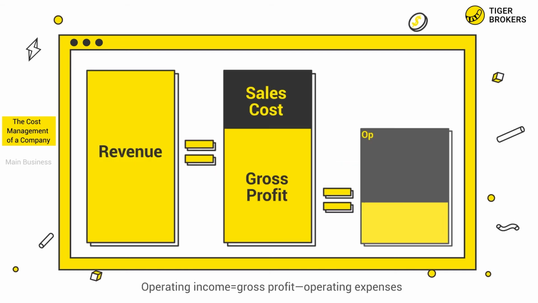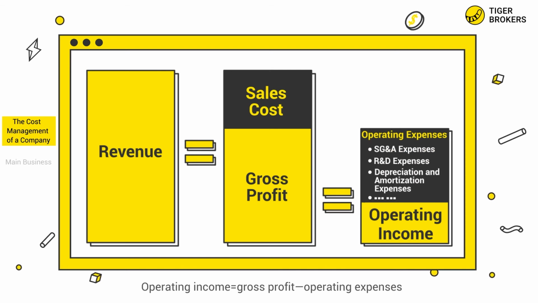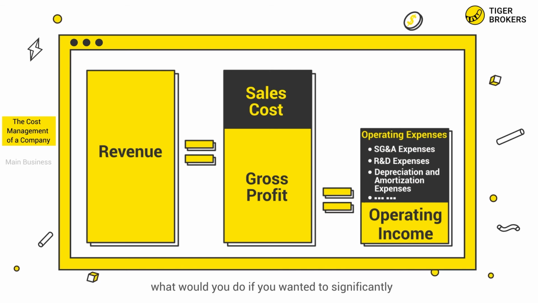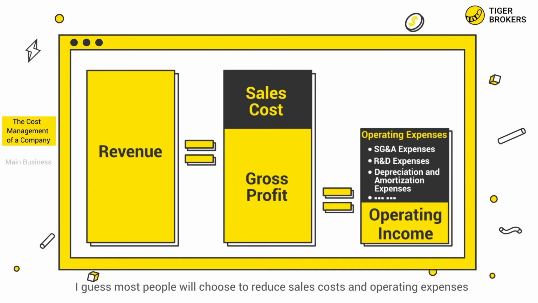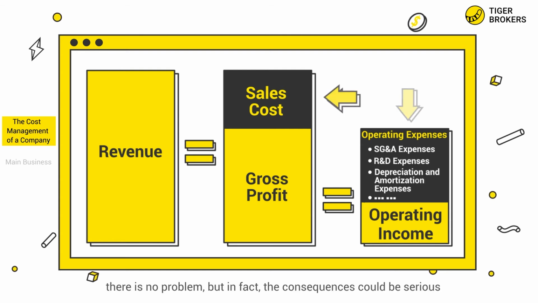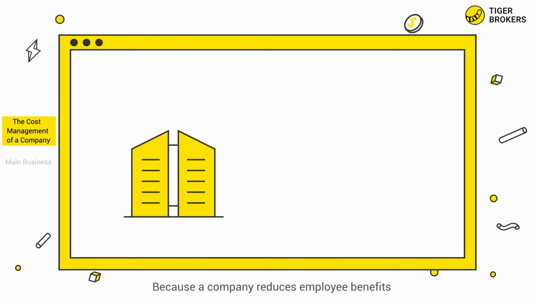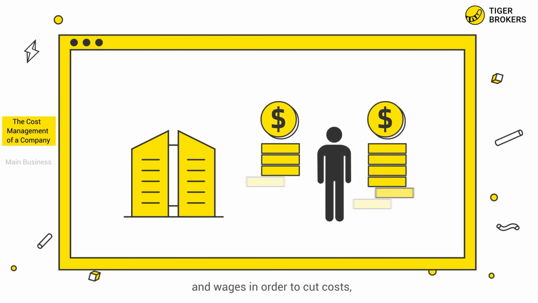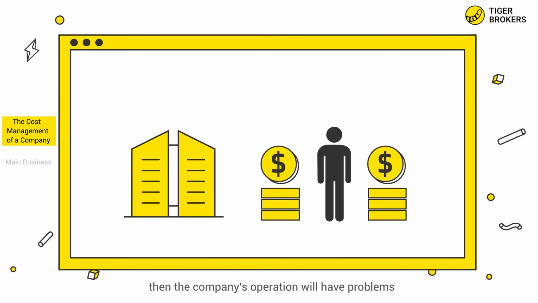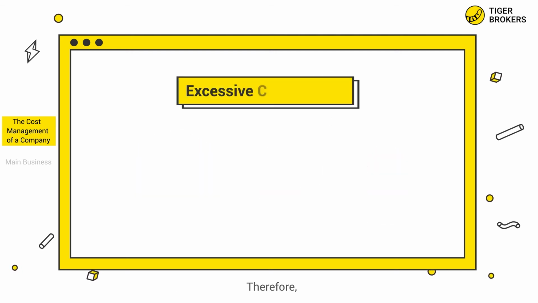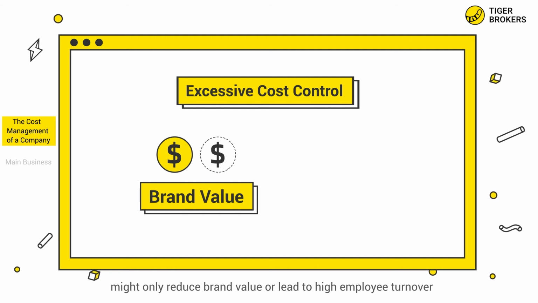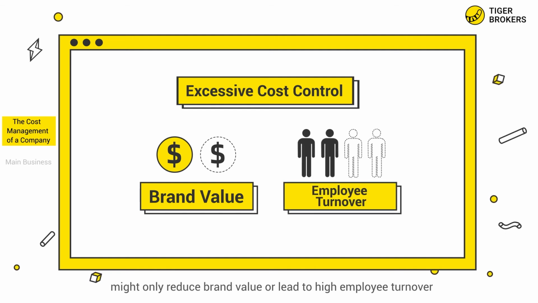Operating income equals gross profit minus operating expenses. Let's start with a question. What would you do if you wanted to significantly increase your operating income? I guess most people would choose to reduce sales costs and operating expenses. On the surface, there's no problem, but in fact, the consequences could be serious. Why? Because a company may reduce employee benefits and wages in order to cut costs. Then the company's operation will have problems. If you were working in this company, you would surely leave. Therefore, excessive cost control might only reduce brand value or lead to high employee turnover.